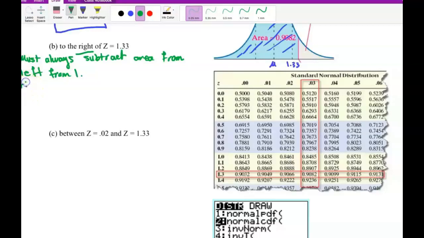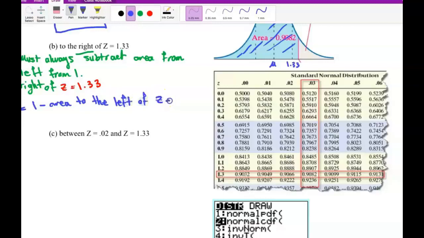So now here we have the area to the right of z equal to 1.33. That is equal to 1 minus the area to the left of z equal to 1.33. So the answer is 1 minus 0.9082, which is from part A. Subtracting, the answer for part B is 0.0918.